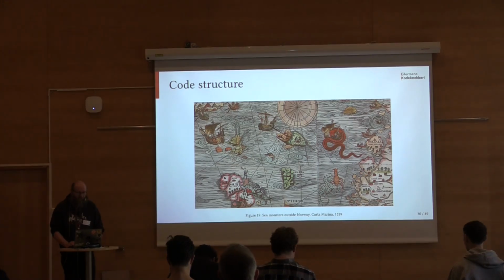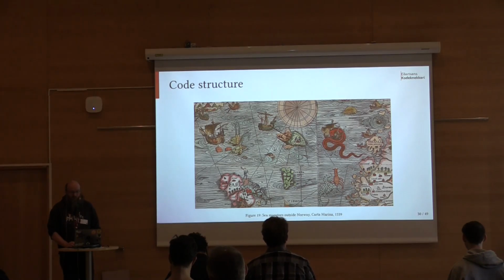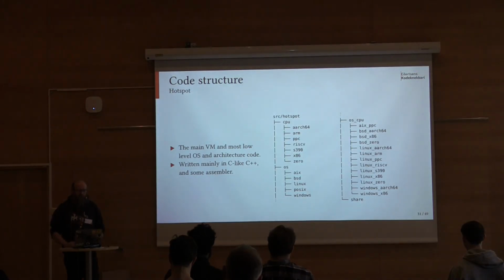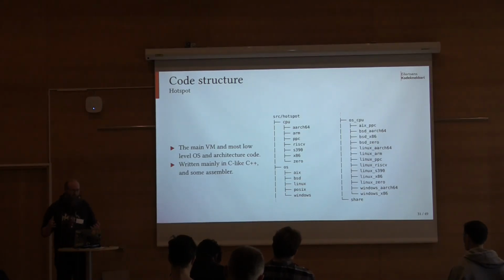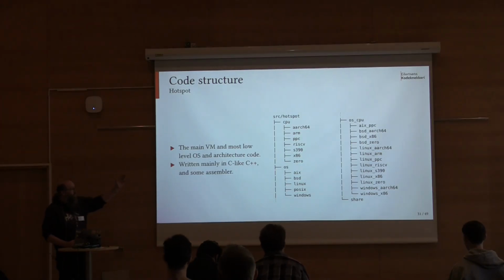The code structure. Again, it's complex, but it's also quite easy to navigate. It's sometimes hard to figure out exactly where what you're looking for is, but when you find it, you say, oh, that's where I should have looked first time. As an example here, just a quick look at parts of the HotSpot code tree. HotSpot is, of course, the main virtual machine, and this is also where you find most of the low-level operating system and architecture code. As you can see on the side here, you have the CPUs, you have the operating systems, and then you have the CPU-specific code for the different operating systems.